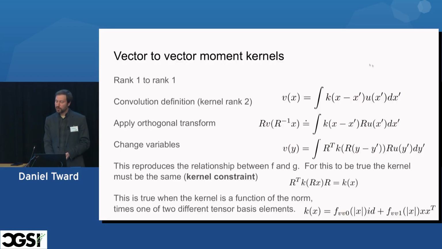In this top equation, we have u as an input and v as an output. This next equation, we have u as an input and v as an output. Therefore, the kernel must be the same. We've derived this constraint, k of x equals r transpose k of r of x times r. And we can find two moment kernels that satisfy this constraint. One moment kernel, which is a radially symmetric function times a second power of x, and another one where we replace those two x's with identity.